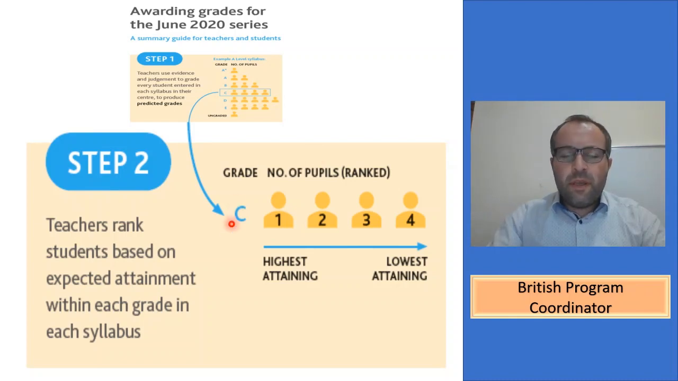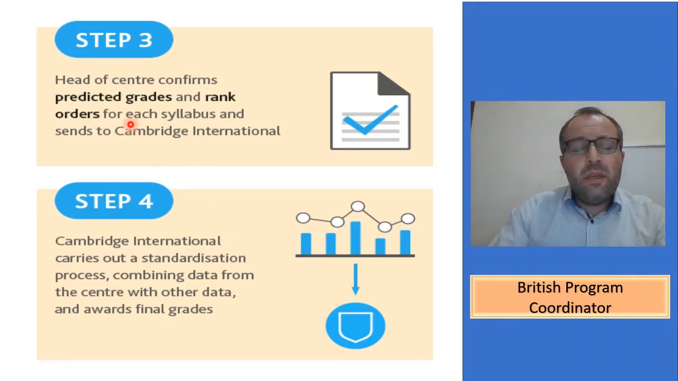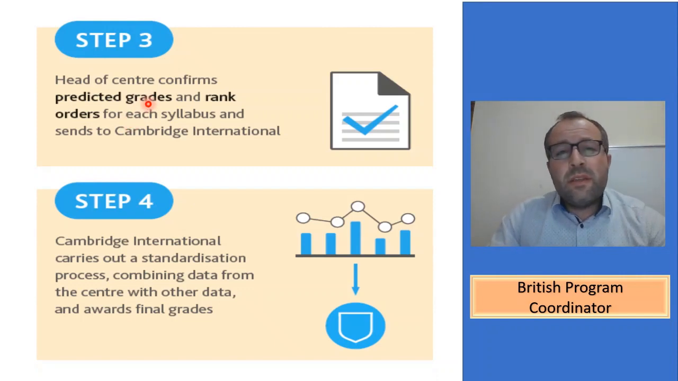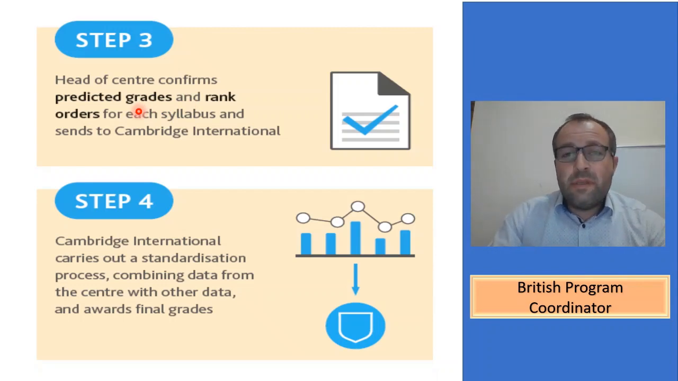After step two, the next step, step three, is the head of center's work. In this case, that will be me. The head of center will confirm the predicted grades and the rank orders, of course, after reviewing all the evidence submitted by the teachers and reviewing all the grades. After confirming these grades, the head of center will send them to Cambridge. In step four, Cambridge has their professional team.